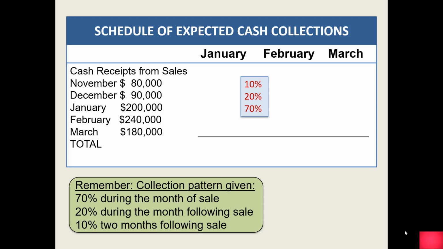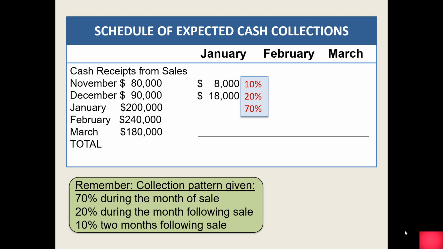The way you need to think about this is the month of the sale during January, that will be January, and January is 1 month following sales that occurred in December. So we'll collect 20% of December's sales, and January is 2 months following sales that occurred in November. When we do our math calculations, we'll get that of the $80,000 in sales during November, we'll collect $8,000. 20% of the sales that occurred in December means that in January we'll collect $18,000.